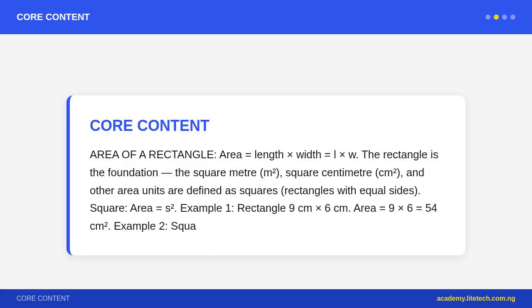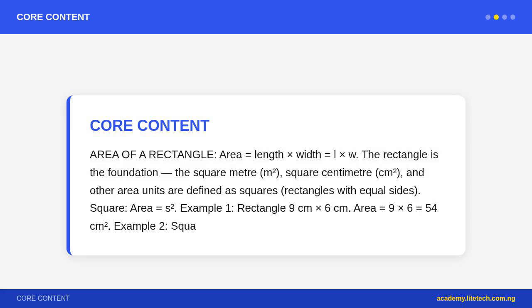Finding unknown dimensions from area. If area of rectangle equals 72 square centimeters and length equals 9 centimeters, find the width. W equals 72/9 equals 8 centimeters. If area of triangle equals 35 square centimeters and base equals 10 centimeters, find the height. H is equal to 2 times 35/10 equals 7 centimeters.